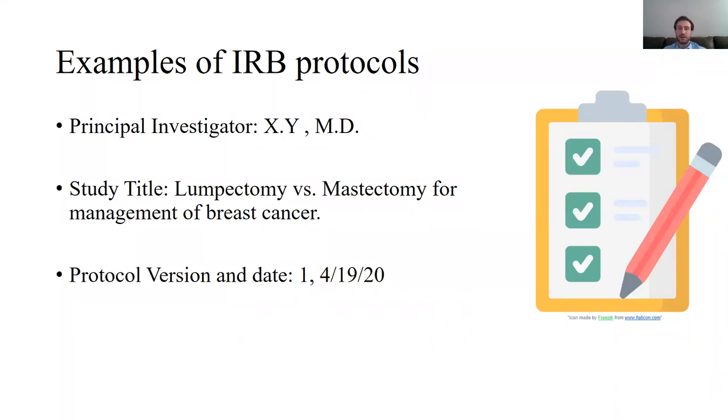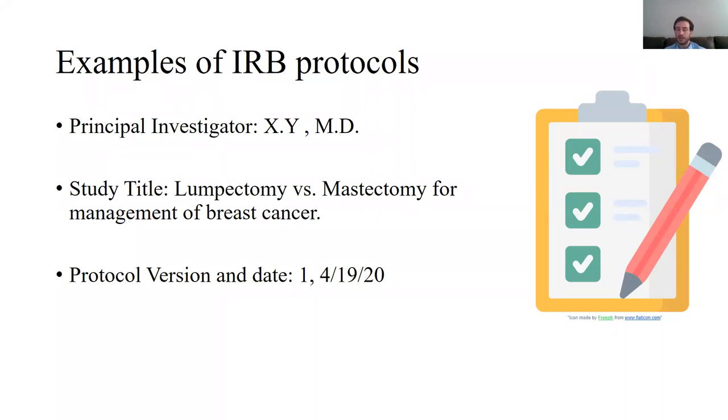This is an example of an IRB protocol. You start with the principal investigator, which is your mentor, because you as a young researcher can't put yourself as a principal investigator. So you always need somebody who is more senior to be the principal investigator.